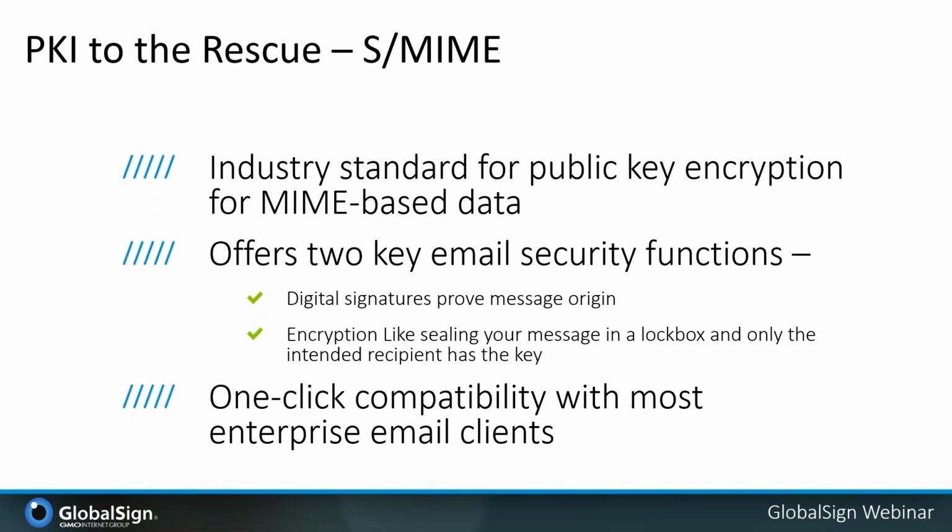Thanks, Kim. So before we really talk about email security, let's first of all talk about what is SMIME. SMIME is the industry standard for public key encryption for MIME-based data. Now, without a detour and turning this into a webinar on SMIME, here's a high-level overview on what SMIME is and how it mitigates the risk of data loss and phishing. So at the root of it, SMIME offers two security functions.